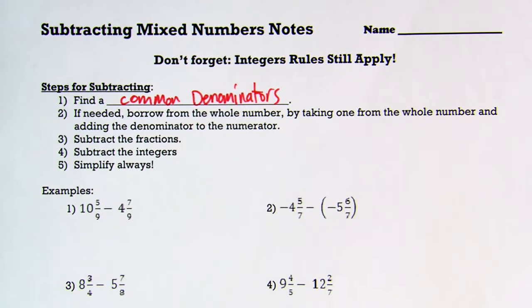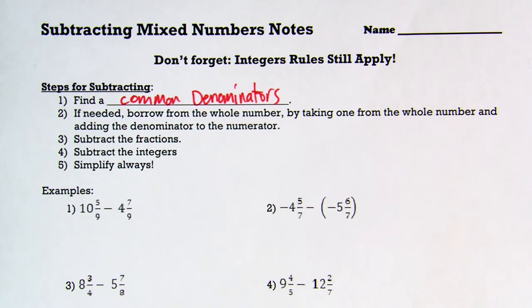Number two, if needed, we're going to go ahead and borrow from a whole number, by taking one from the whole number and adding the denominator to the numerator. So we're actually going to turn the whole number into an improper fraction to use for it. Okay? We're then going to subtract our fractions, subtract the integers, and then simplify if needed.